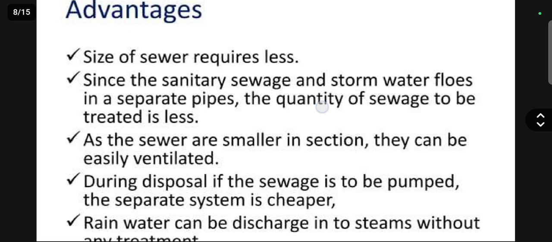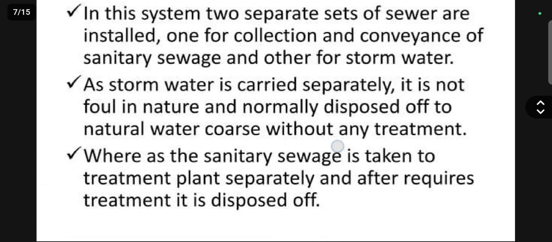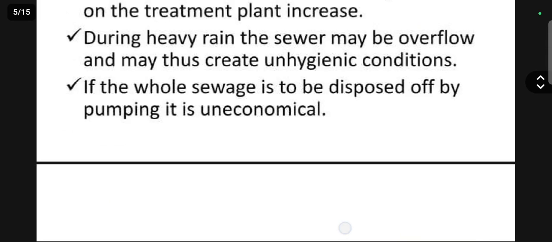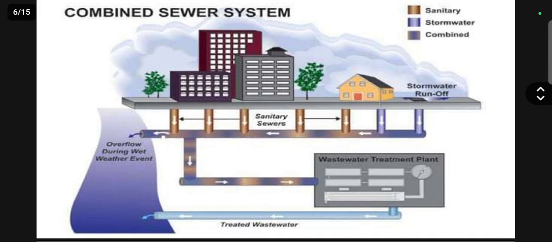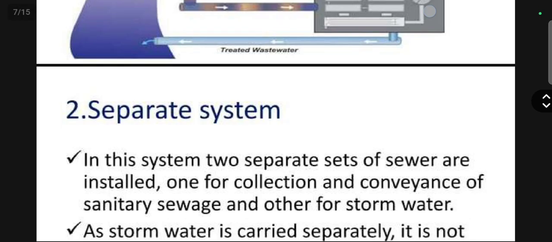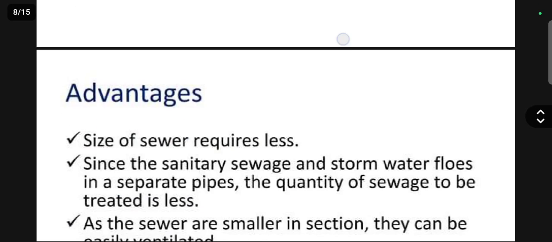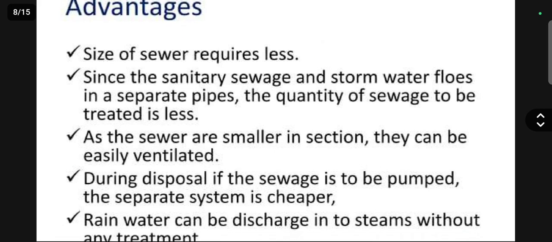So coming to the advantages, the size of sewer required is less. Why? Because there are two different pipes. Rainwater can be carried in one pipe, and another pipe is for sewage water. In the combined system, both rainwater and sewage water are handled in a single pipe itself. But in this separate system, it is different: sewage water and storm water are carried in different pipes.